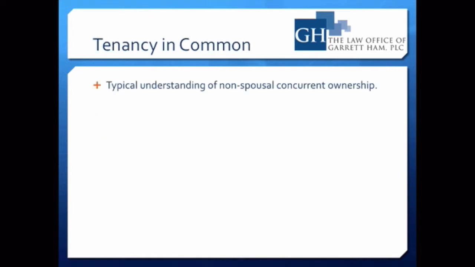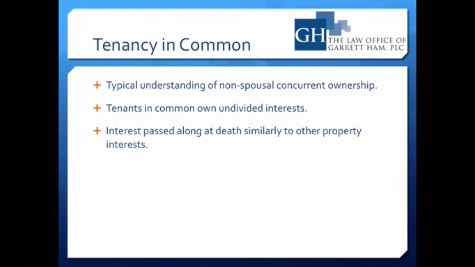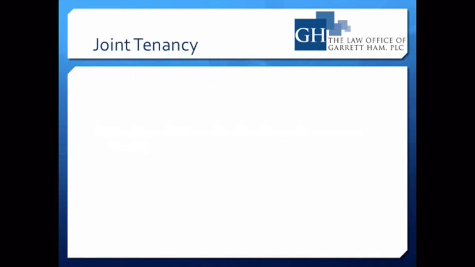Tenancy in common is the type of co-ownership of property most commonly understood when real estate is owned with a non-spouse. Tenants in common own undivided interest in the property, meaning they own a percentage of the entire property. So, for example, a tenant in common holding a 50% ownership in a house does not own the right half or the left half of the house, but rather 50% of the entire house. At death, a tenancy in common is passed along in a similar method to other property interests, whether through instructions of a will or according to intestate succession.